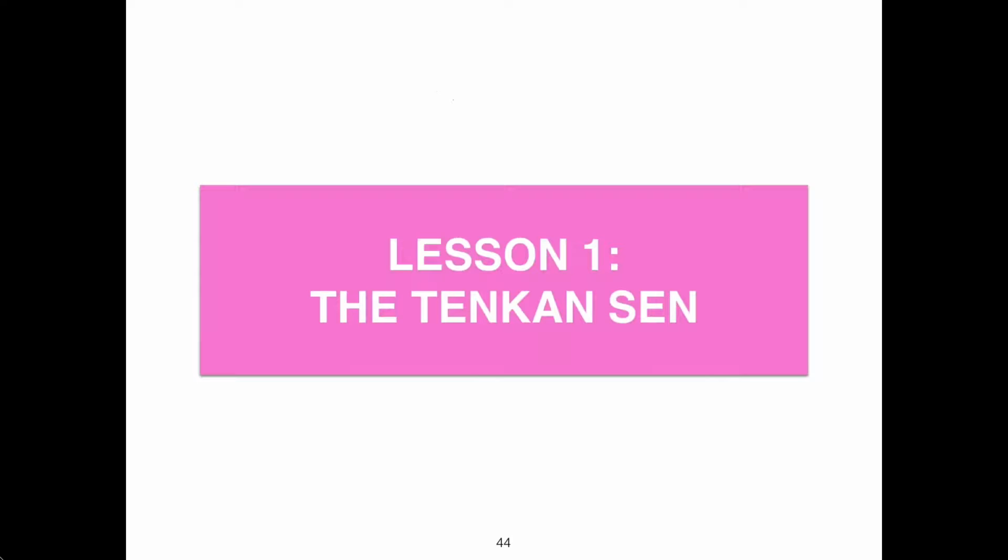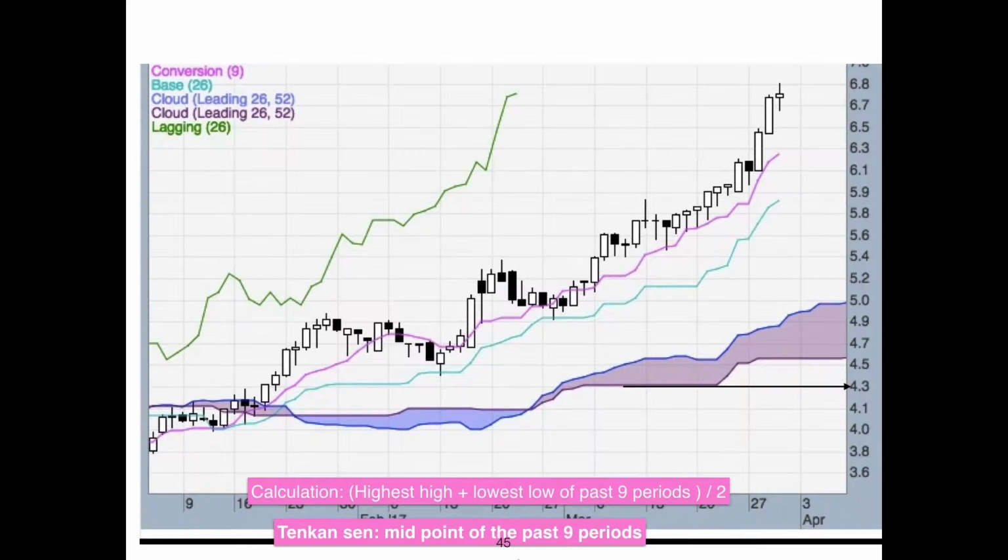Alright, so let's talk about each component one by one. Lesson 1, the Tenkan-sen. The Tenkan-sen is the midpoint of the past 9 periods. So from the current period, we count 9 candlesticks back, and then we get the highest high. In this case, it's 685. Then we get the lowest low, which is 566 for that time period.